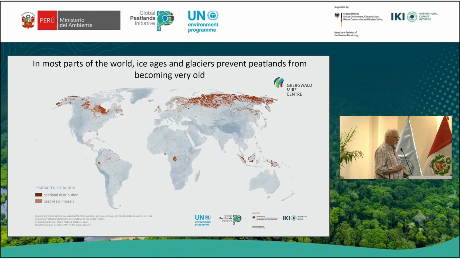In most parts of the world, ice ages and glaciers prevent peatlands from becoming very old, for the simple reason that in the entire northern zone, glaciers are going to cover the land and bulldoze the peatlands away, and that happens every 100,000 years. Or, because of the lowering of the seawater level in the last ice age, the global seawater level was 120 meters lower than currently. The climate all over the Earth becomes much drier, and peat accumulation can only take place in very favorable circumstances.